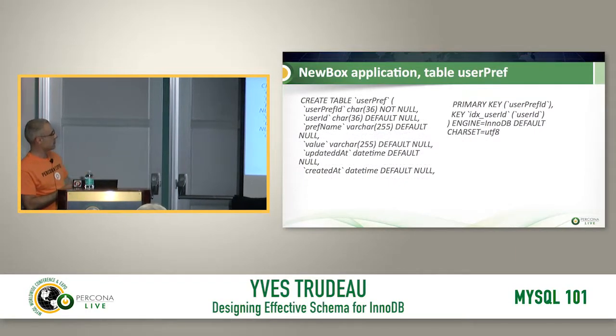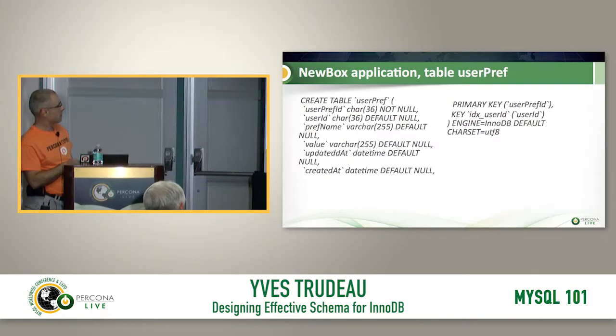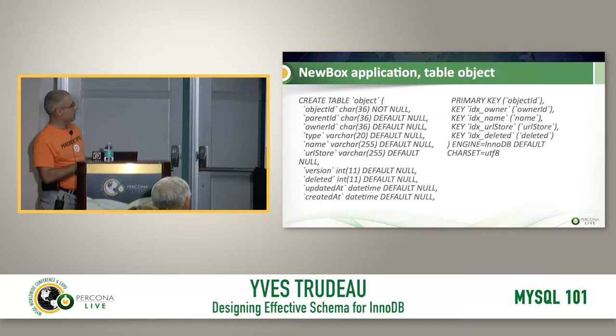So user prefs, about the same thing. I have another UUID column for the primary key. I have the user ID, and I have a key on user ID. So it's fairly nice there. Objects, about the same pattern. So UUID for the primary key. Parent is the object where it belongs. If it's 0 by default or a series of 0, it's the root of your folder. If it's not, then it's a folder under it.